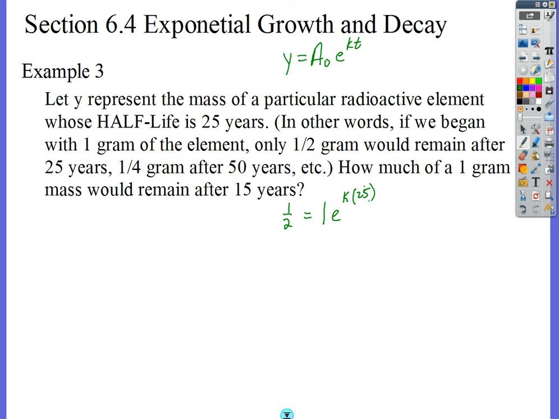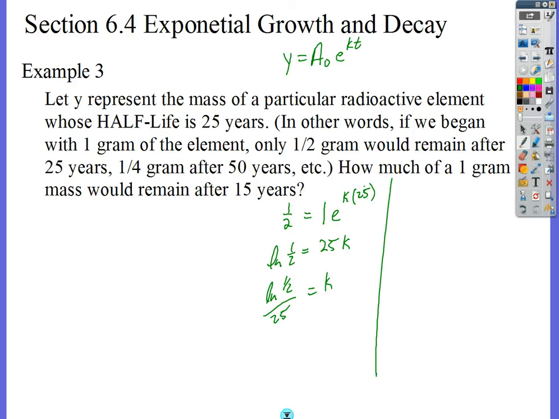So I take the natural log of both sides. Natural log of 1/2 is equal to 25k. Natural log of 1/2 divided by 25 is equal to k. And there's my k. Notice it wasn't something nice and easy. You still need to go through and solve for it. And then I need to find out, well, how much mass remains after 15 years?